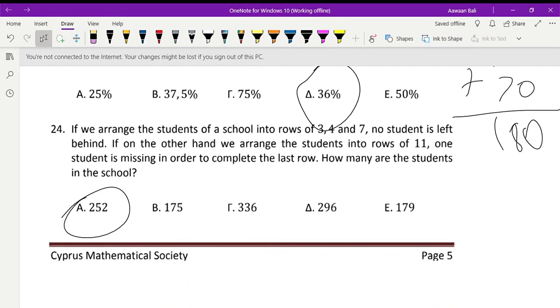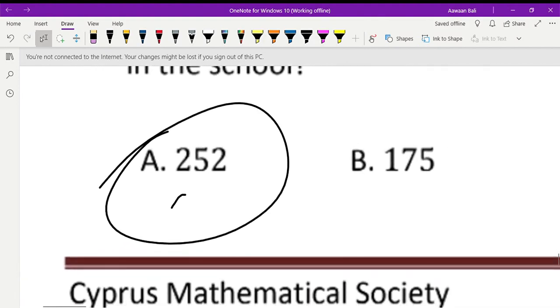Question number 24. If we arrange the students of a school into rows of 3, 4, and 7, no student is left behind. If, on the other hand, we arrange the students into rows of 11, one student is missing in order to complete the last row. How many are the students in the school? Basically, what it's signifying is that if we add one more student, then the amount of children in the school will be divisible by 11. But we're talking about 3, 4, 7. So basically, we get 2, 5, 3.